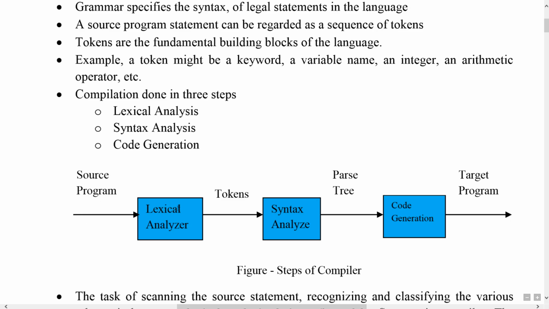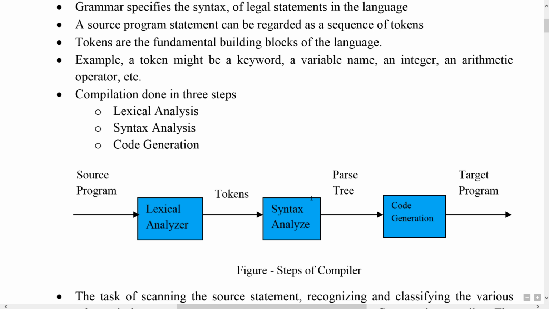The source program is the input for the compiler. In the compiler, the lexical analyzer will tokenize the given source program. The input of the lexical analyzer is the source program and the output is the tokens. Those tokens are the input for the next step, the syntax analyzer. The syntax analyzer will check the grammatical validity of the given statements and construct the parse tree. The next step is code generation, which will generate the target program, that is the machine language code. So these are the 3 steps involved in a compiler.